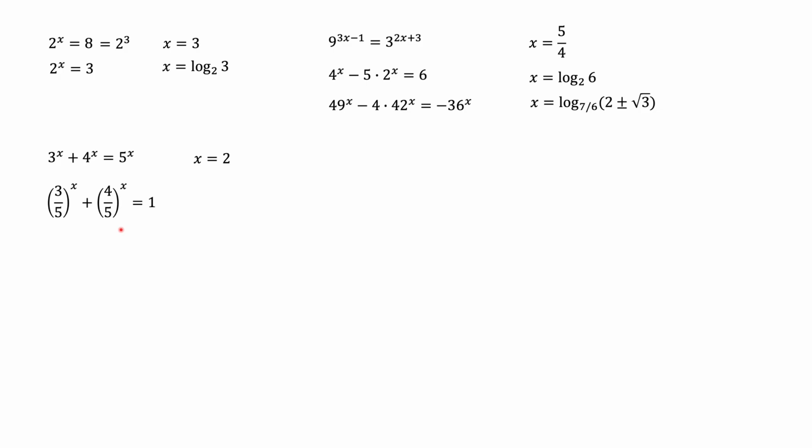And now we get what we wanted. On the left, we have a monotonic function. On the right, we have a constant. This equation can have either 0 or 1 solution. We already know 1 solution, so that's it. We cannot have any more. Problem is done.